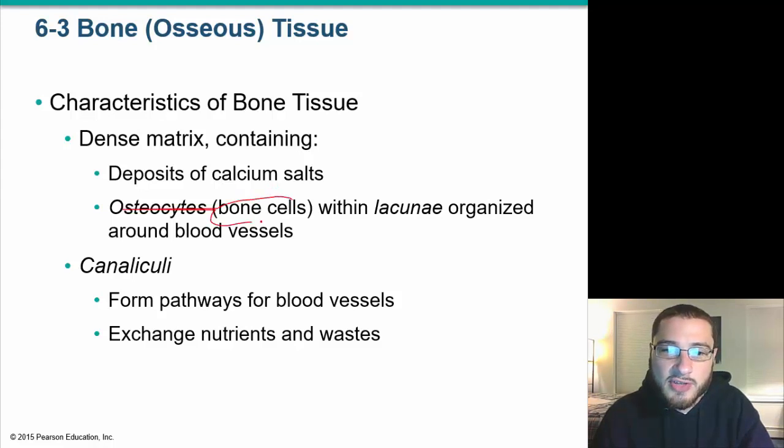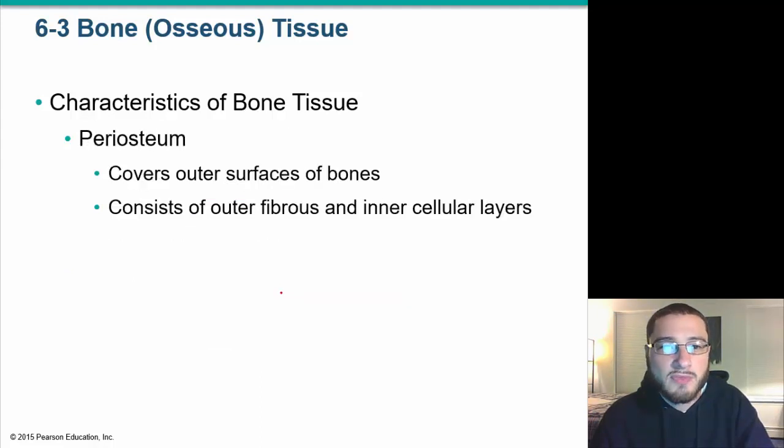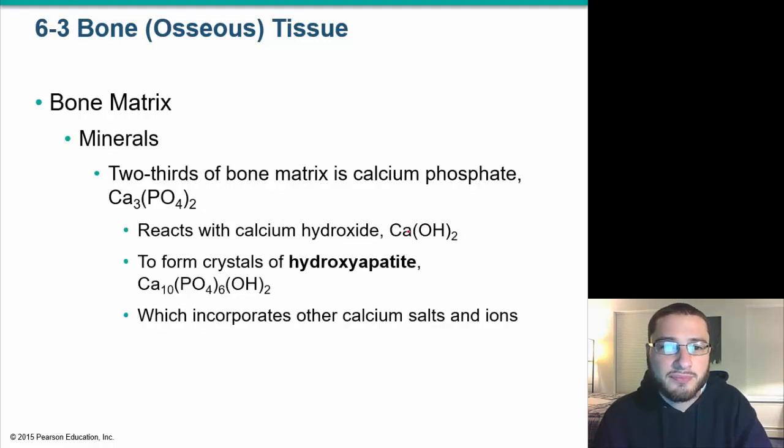Osteocytes are the bone cells that we see in them. They sit in lacunae, which are organized around blood vessels, and then canaliculi form pathways for blood vessels to exchange nutrients and wastes within the bone tissue. Around the bones, you're going to have a covering called a periosteum. It covers the surface of the bone and consists of an outer fibrous layer and an inner cellular layer.